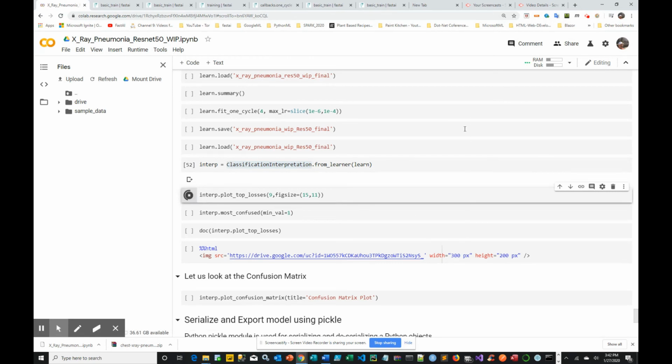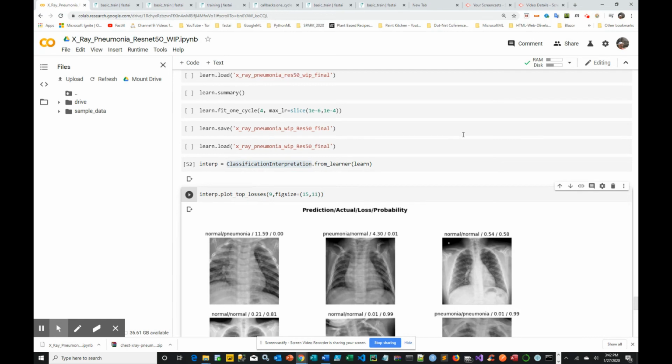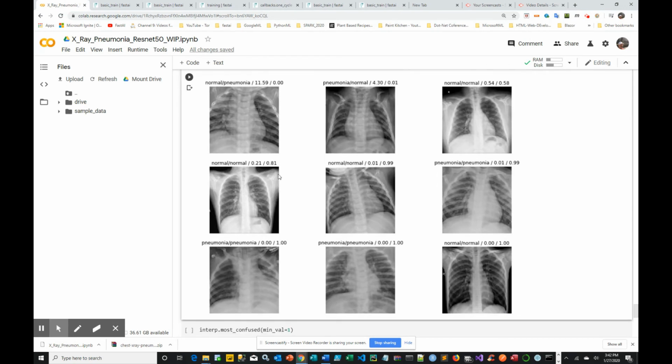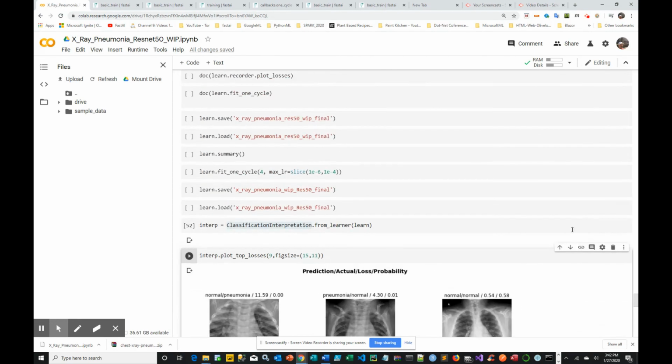This will tell you which one, for example, has a prediction, and then is the actual, then the amount of the loss, and the probability. So as you can see here, the prediction was normal, the actual was pneumonia, and the loss was this much, and probability is 0. So if you look at the other images here, it appears to be these two images that were incorrectly classified. The rest of them appear to be correct. They have the same label for actual and prediction. So it appears to be two images that it had problems with.